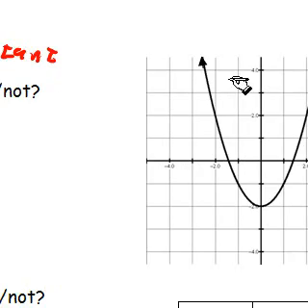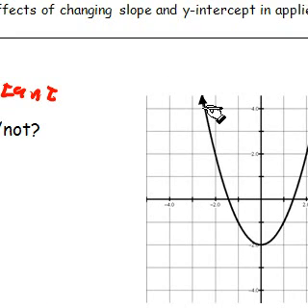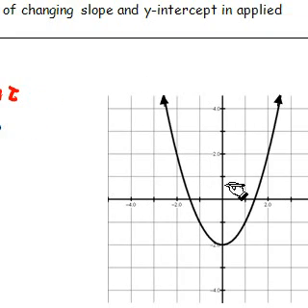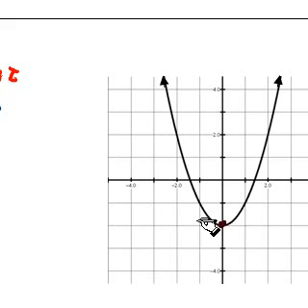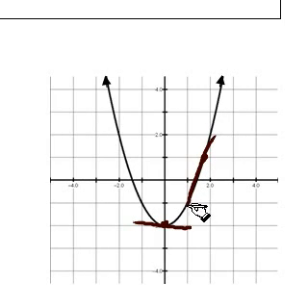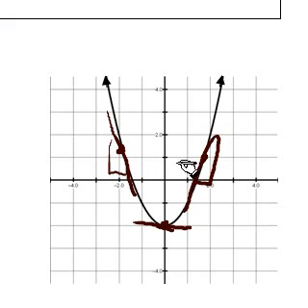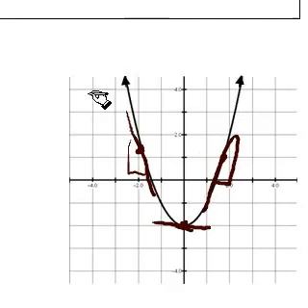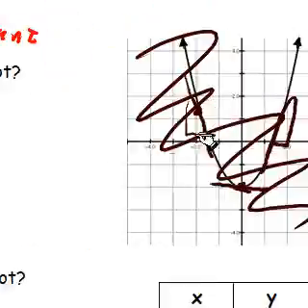So let's take a look at our graph over here. We see that it's a parabola. This is a quadratic function. And the rate of change here is different than the rate of change here. I'm just drawing tangent lines here to show you the different rates of change. The rates of change are different at all points on this graph. In other words, this graph is not a line. Therefore, it's not a linear function.